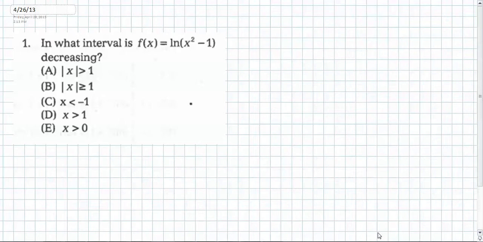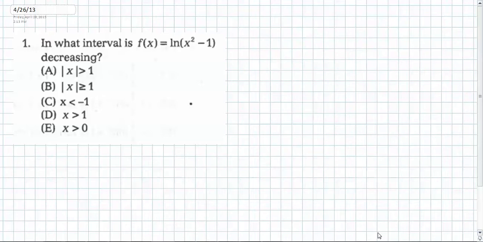On what interval is f of x increasing? So what do we need to examine? The second derivative? The first derivative tells us increasing, decreasing. The second derivative tells us about concavity.